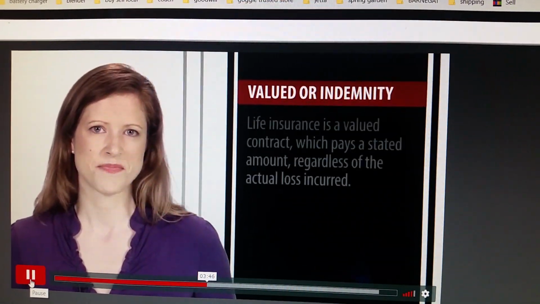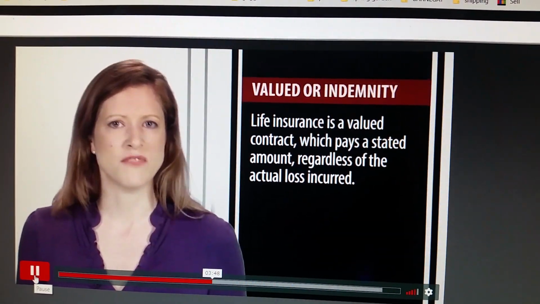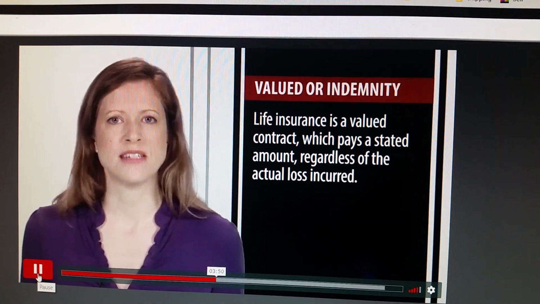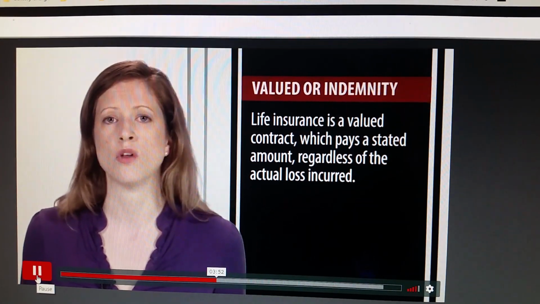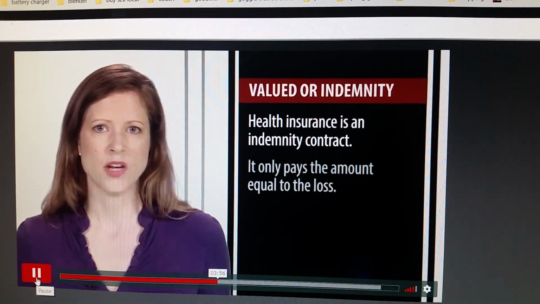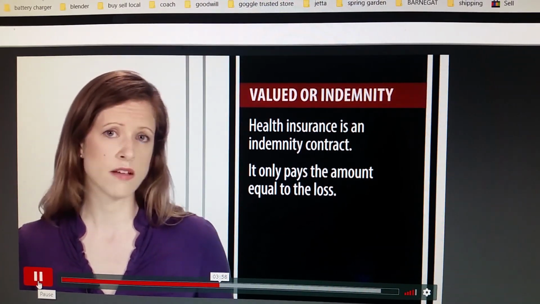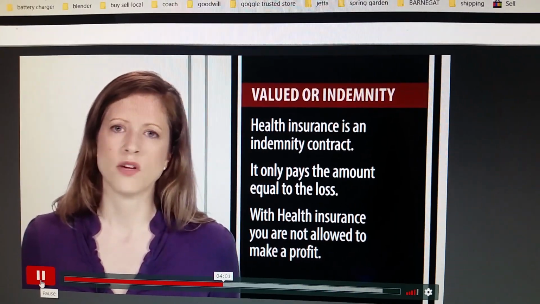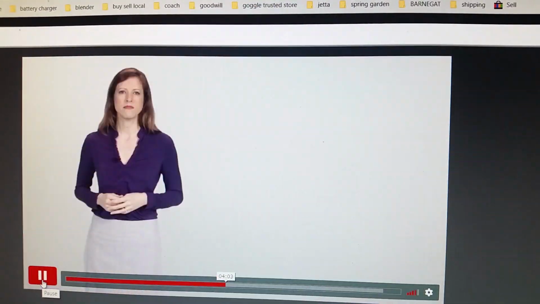Valued or indemnity. Life insurance is a valued contract, which pays a stated amount, regardless of the actual loss incurred. Health insurance is an indemnity contract. It only pays the amount equal to the loss. With health insurance, you're not allowed to make a profit.